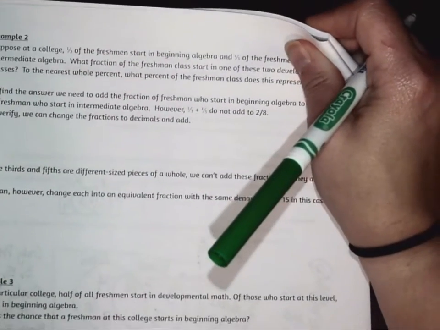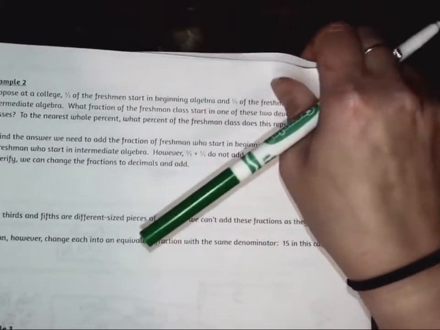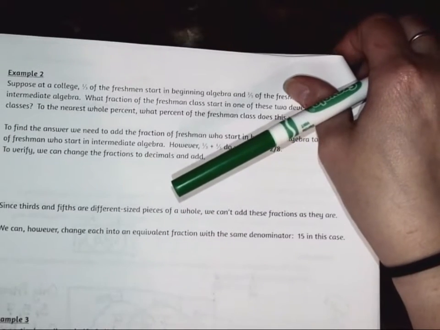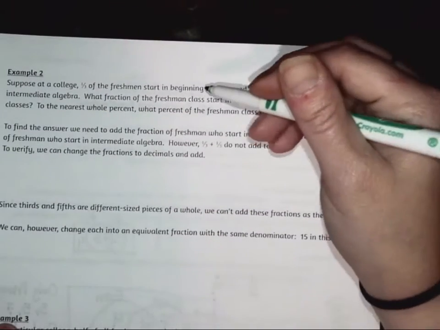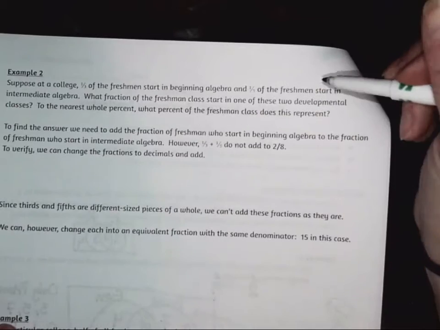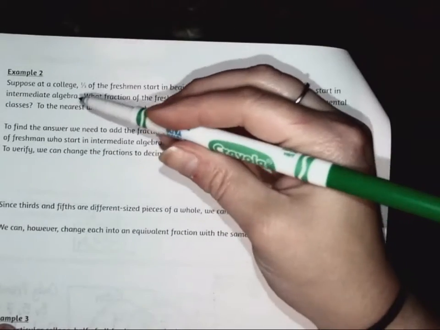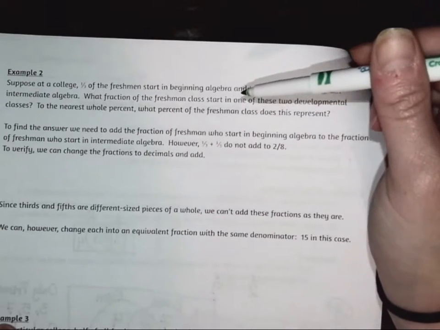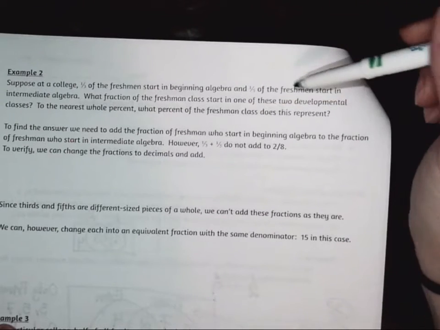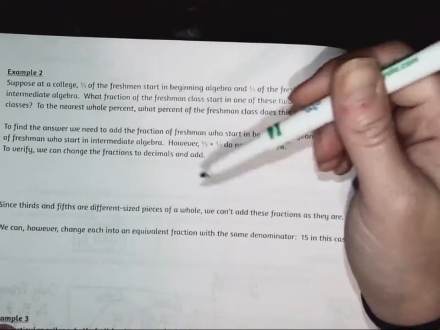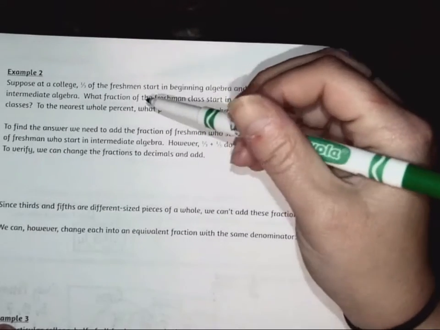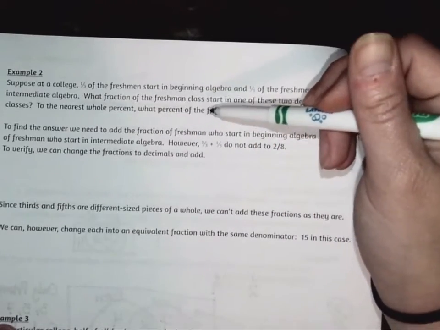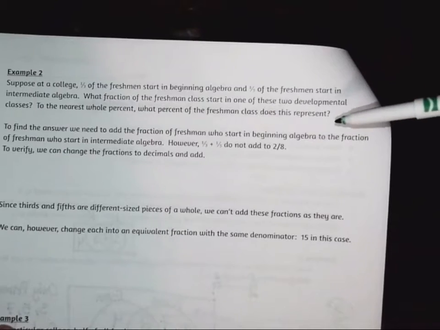Example 2 says, suppose at a college, 1/3 of the freshmen start in beginning algebra and 1/5 of the freshmen start in intermediate algebra. What fraction of the freshman class starts in one of these two developmental classes? To the nearest percent, what percent of the freshman class does this represent?